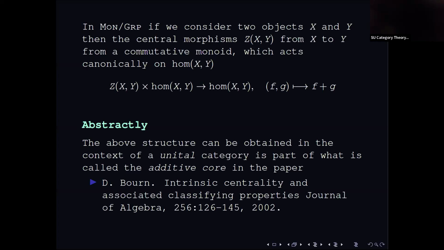One can wonder, what is the most abstract setting in which one can have this additive core? For instance, this paper establishes this additive core for unital categories, but this additive core is also present for weakly unital categories, which are different.